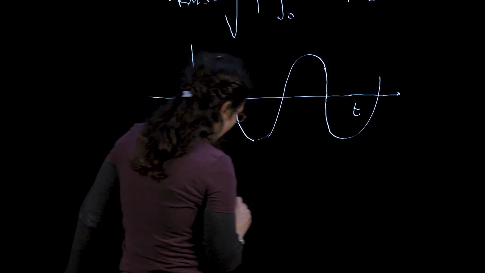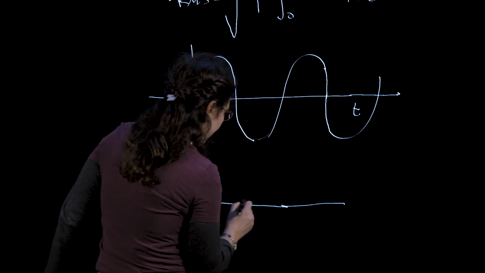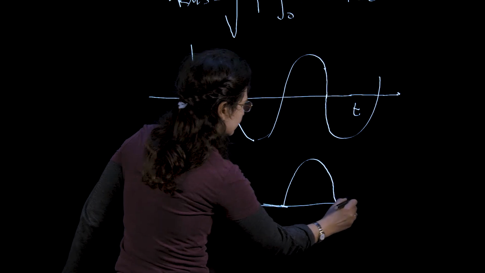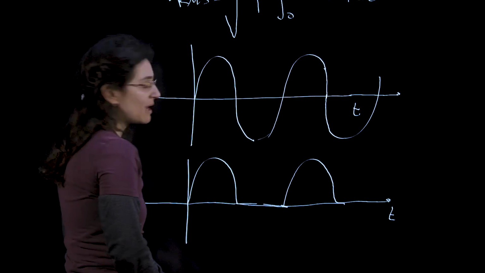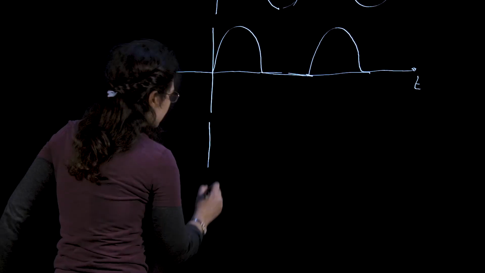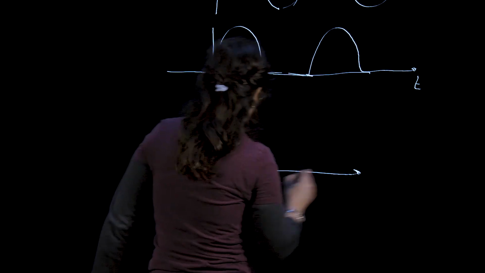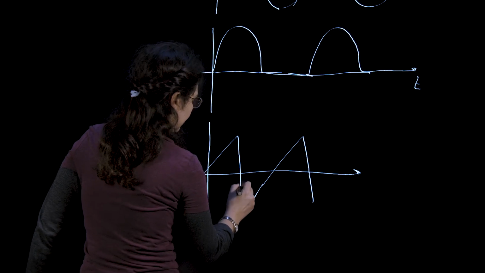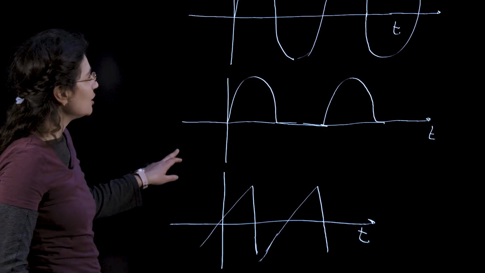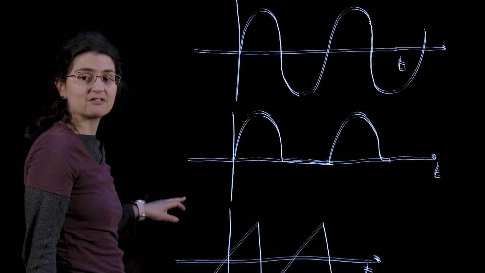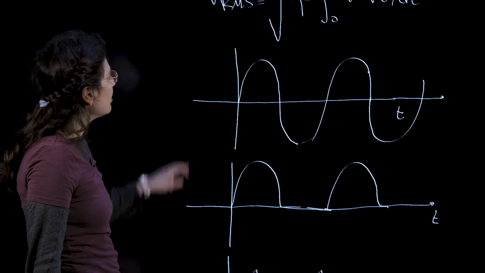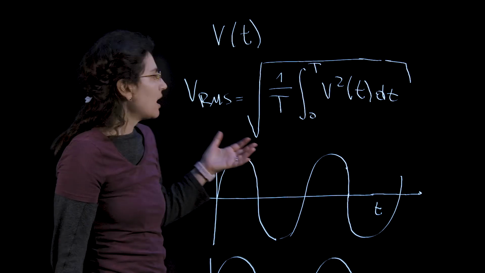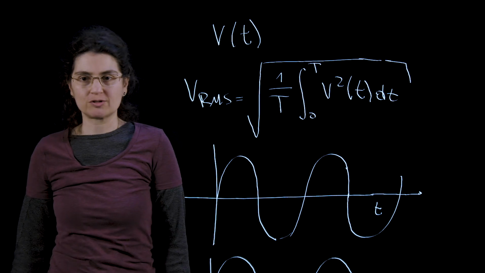My signal might come out of a rectifier, so that my signal's rectified like this. Or it might be a completely different signal, like, for instance, a sawtooth signal, like this. And in each case, the RMS value of these 3 signals will be different because they have 3 different shapes. And so therefore, we need to know how to calculate, in general, the RMS of an arbitrary signal. And that's what we're going to be looking at in the next couple of videos. So thanks for watching.